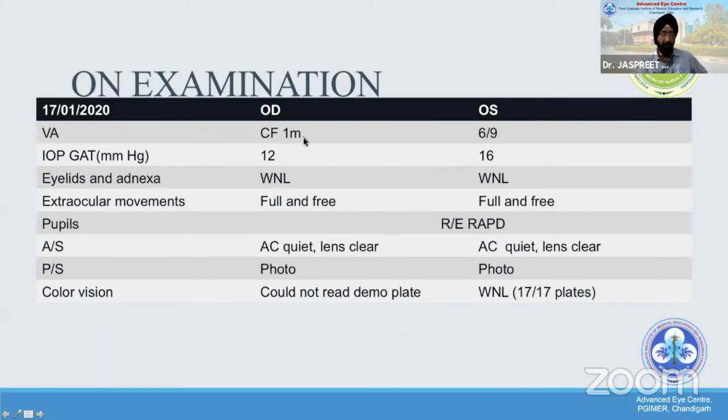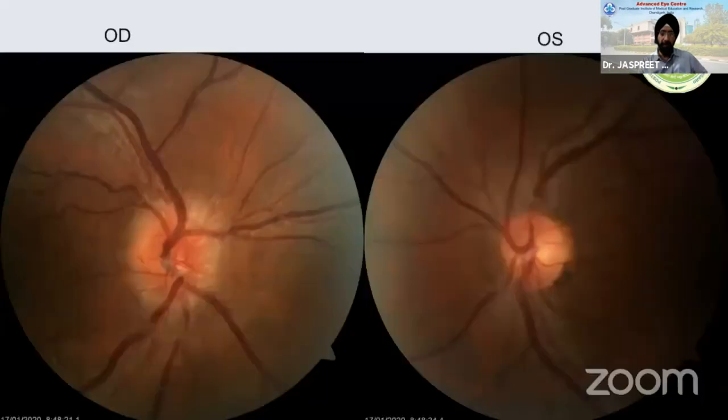So he did have a profound visual loss, a severe visual loss, you can say. Right eye RAPD was there. Color vision, again, defective in the right eye, and left eye, we could read all the plates. So you have a young male who has a severe vision loss in the right eye, which he relates to trauma, and which progressed over maybe 2-3 days time. And this is what we saw in the fundus picture.